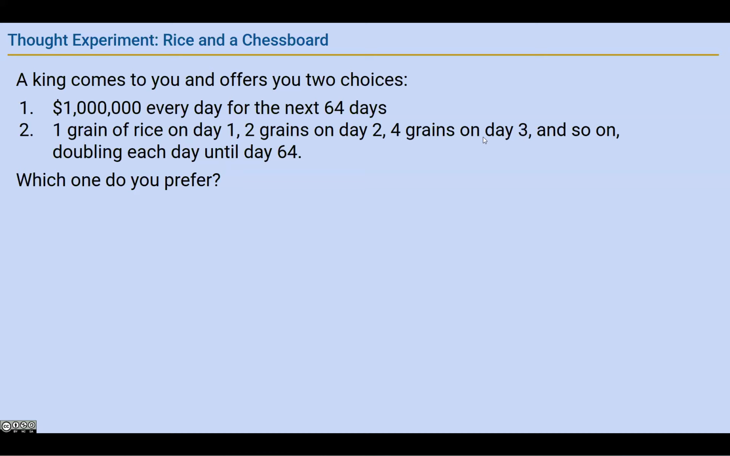Just as a quick show of hands, how many people prefer option 1? $1 million a day for 64 days? Seems good. How many people prefer option 2? 1 grain of rice on day 1, 2 on day 2? Why do you want those? Try and discuss with your neighbors to see if you can come to some consensus.